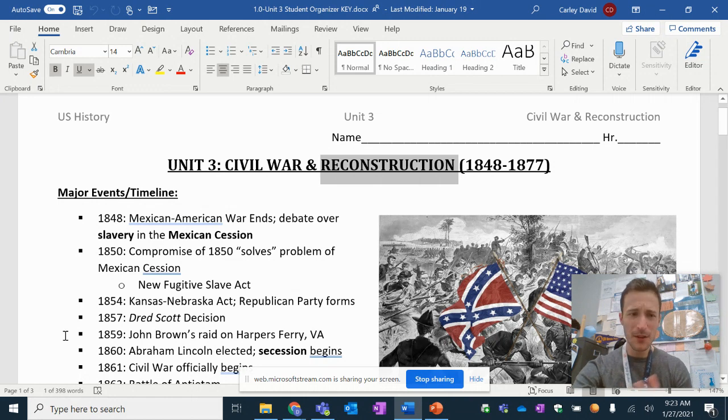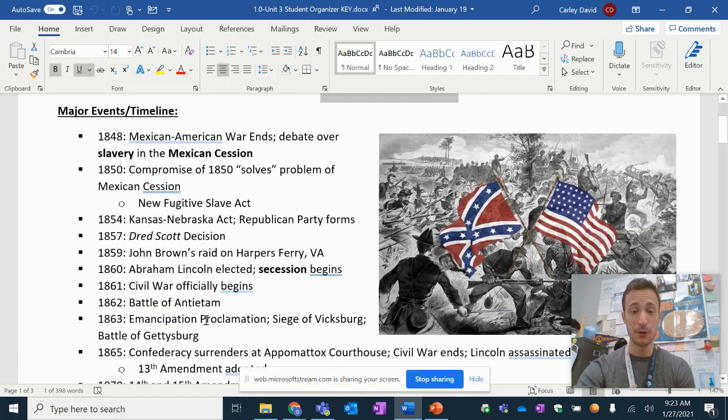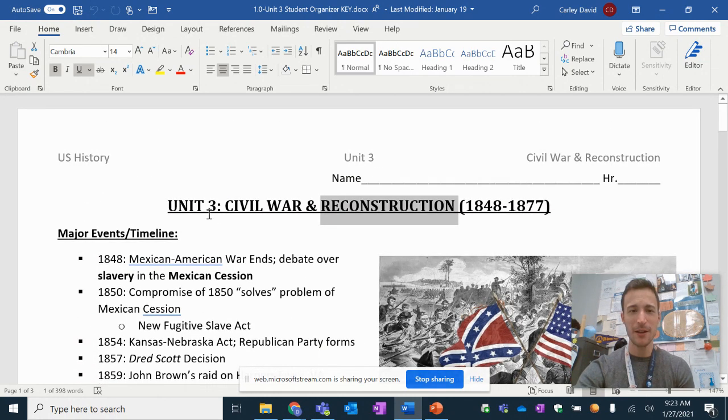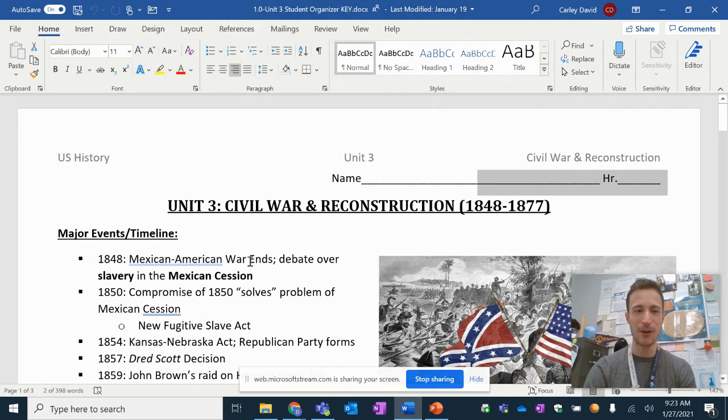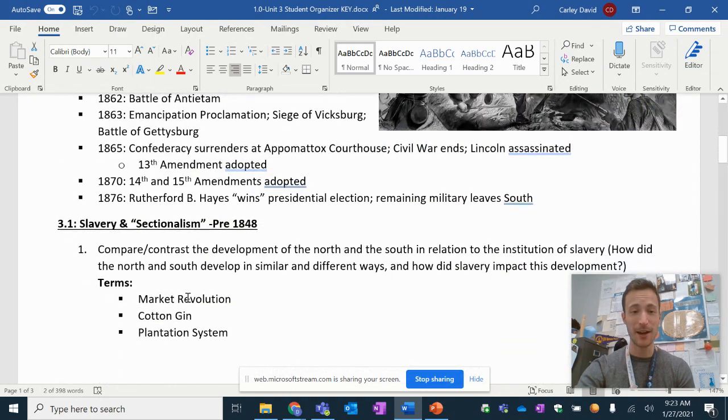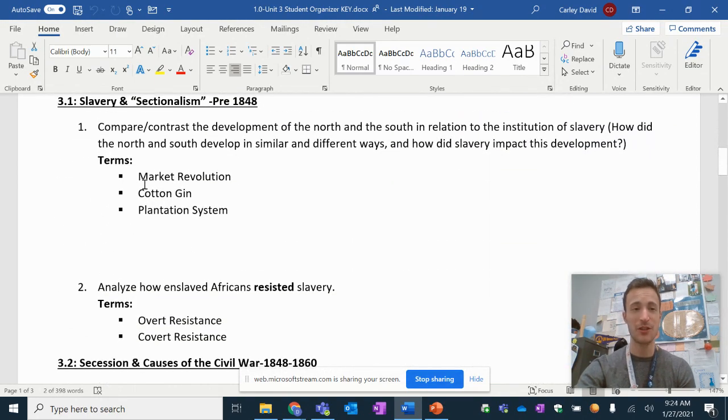But let's go through some of the things you want to take a look at when you're studying, maybe fill in some gaps, and show you where some of the resources are. So first off, this is the Unit 3 Student Organizer 1.0. It's where you're going to find all the big objectives and terms and major events of this unit. So make sure you have it somewhere, and this is where I would start.